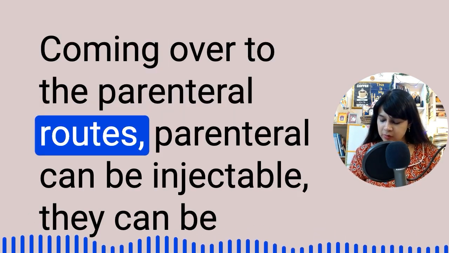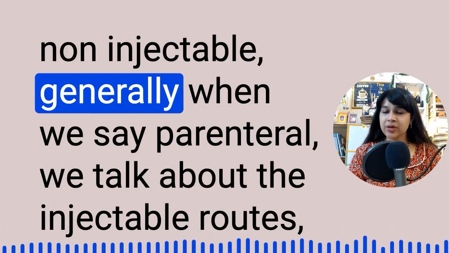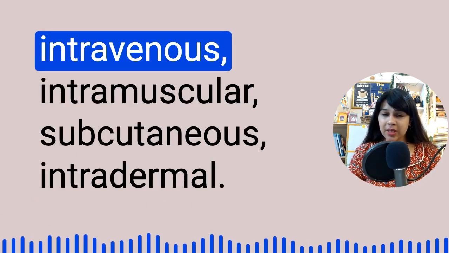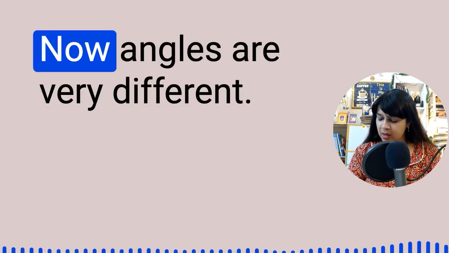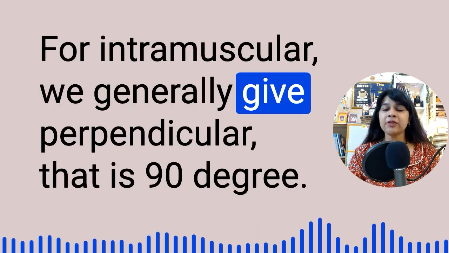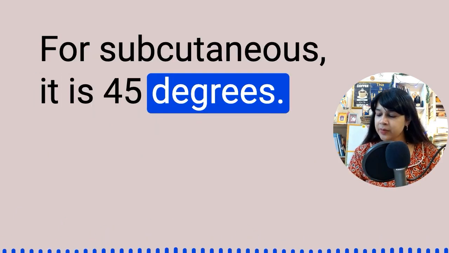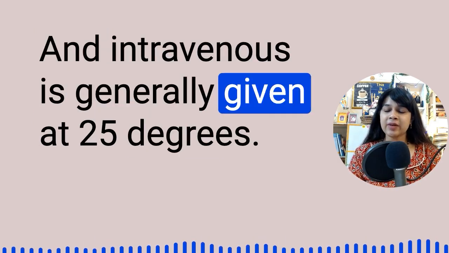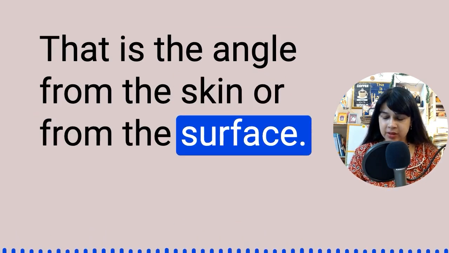Coming over to the parenteral routes. Parenteral can be injectable, they can be non-injectable. Generally, when we say parenteral, we talk about the injectable routes: intravenous, intramuscular, subcutaneous, intradermal. Now, the angles are very different. For intramuscular, we generally give perpendicular, that is 90 degrees. For subcutaneous, it is 45 degrees. For intradermal, it is 10 to 15 degrees. And intravenous is generally given at 25 degrees. That is the angle from the skin or from the surface.